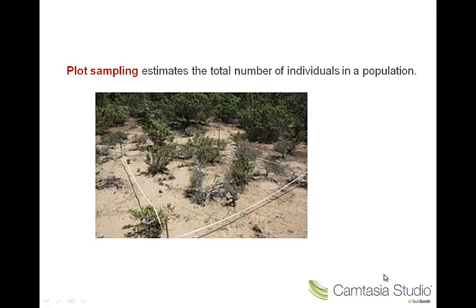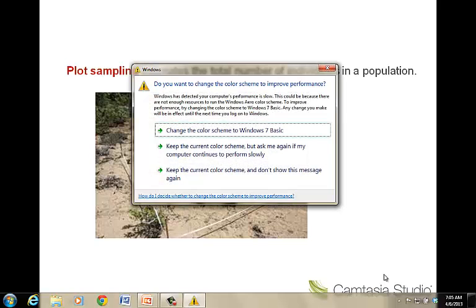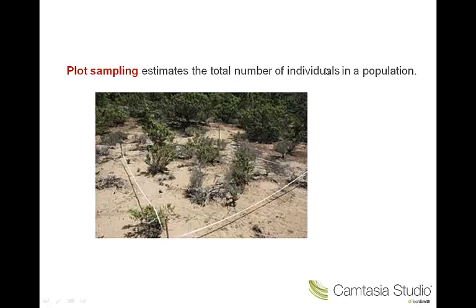Here's plot sampling. This estimates the total number of individuals in a population. Here they're looking at all of the plants within a given grid, and then they just multiply the area up for the larger area to estimate how many plants would be in the larger population.